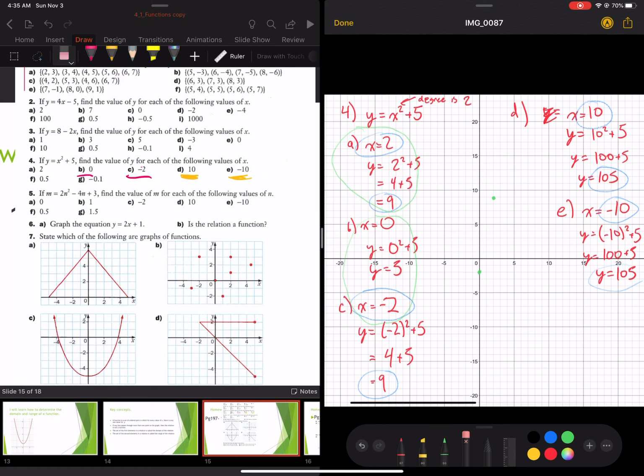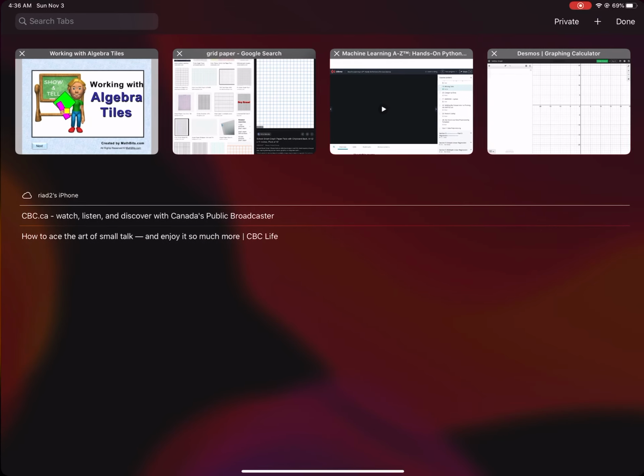See, don't make that mistake. Made a mistake here. My point B is actually right here. x equals 0, y equals 5. So my point is actually there. My next point is going to be minus 2 and 9. Minus 2 and 9. So you can see there's almost a symmetry. And my point after that, for 10 and 105, it's not even going to be on my graph. Okay, so the graph's kind of looking like that.